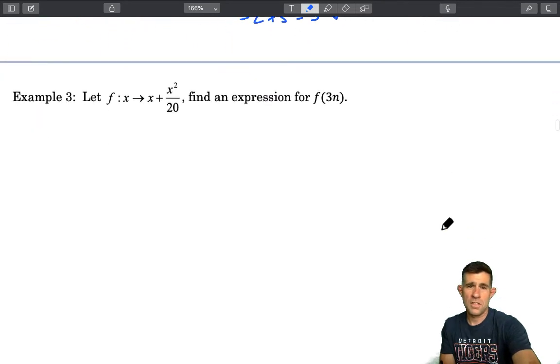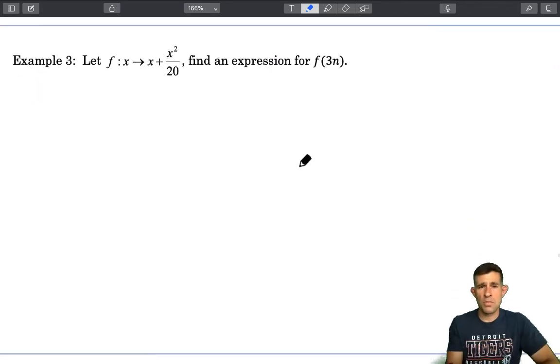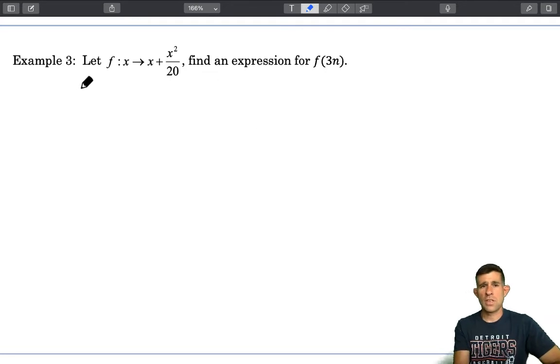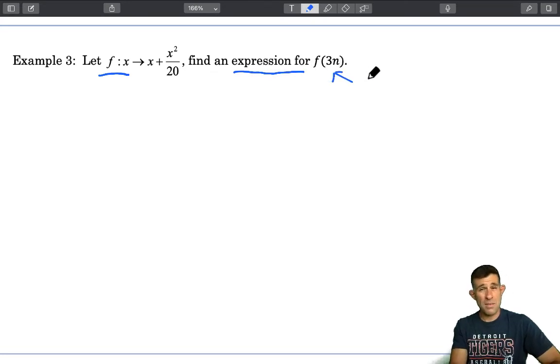All right, here's another example for today, example 3. Now this one gets a little bit tricky here. It says here's our mapping notation. The function f maps x onto x plus x squared over 20. We want to find an expression for f of 3n. Now our input, or our argument in this case, is not an actual value. It's an expression. But that's okay.